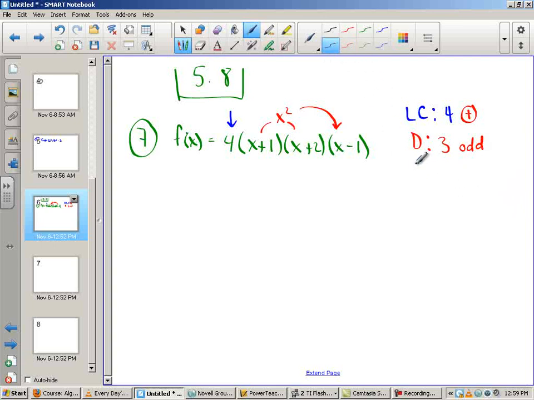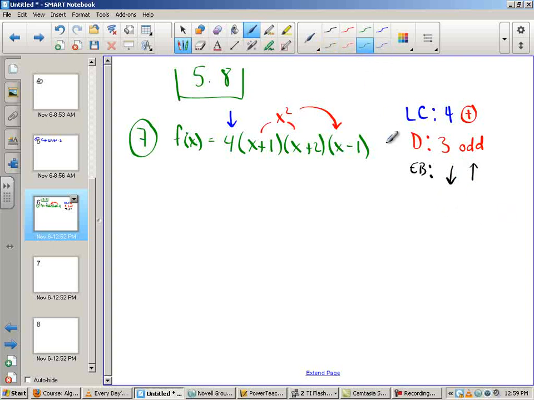What that does for me is it tells me everything I need to know about the end behavior, or where do the arrows point when this is all said and done. Well, the positive tells me that the right-hand side has to point up. The odd tells me that the right side disagrees with the left side. So since the right side points up, the left side will point down.